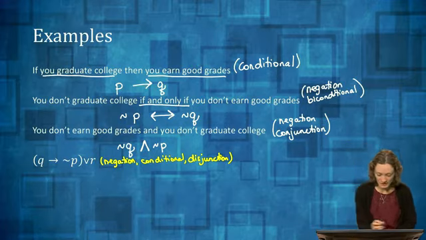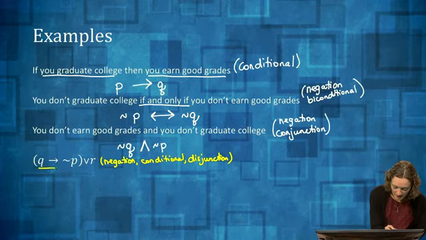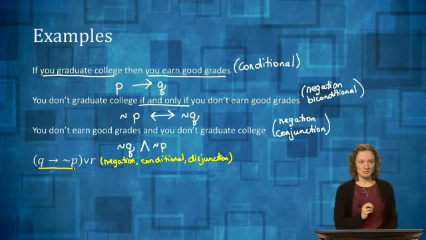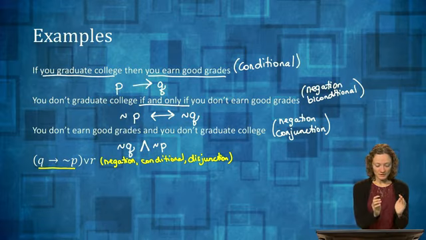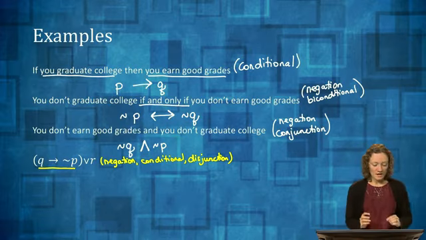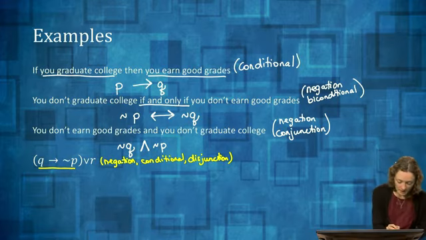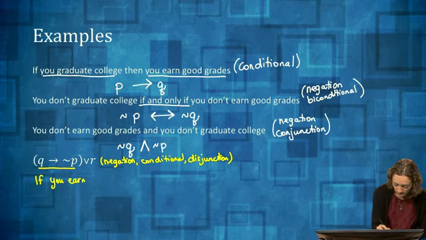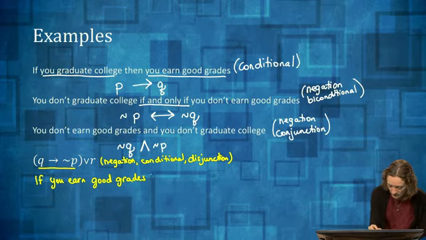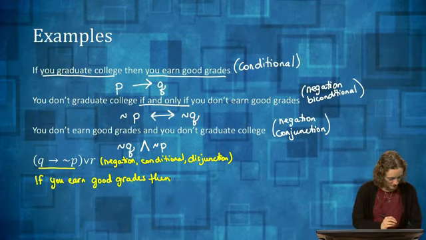So what's that first thing? The first thing is the Q implies negation P. So let's translate that first. Simply inside the parentheses, Q implies negation P. It's a conditional, so this means if idea Q, you earn good grades, then negation P, you don't graduate college.